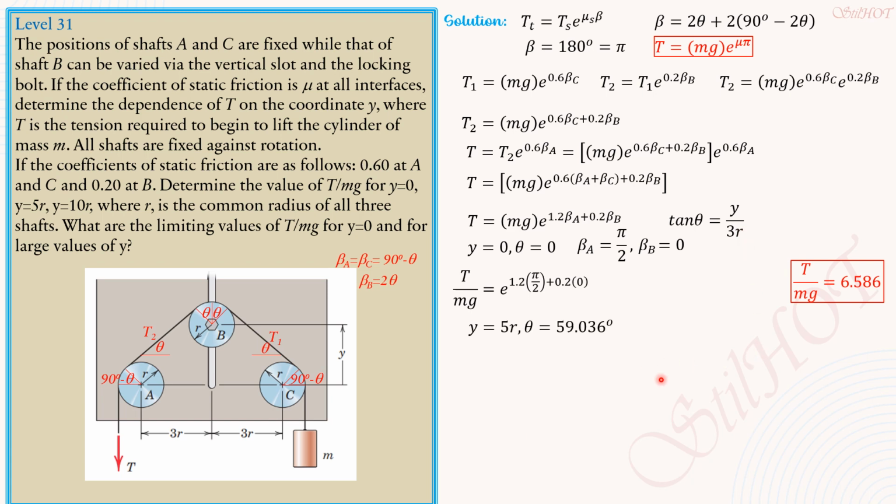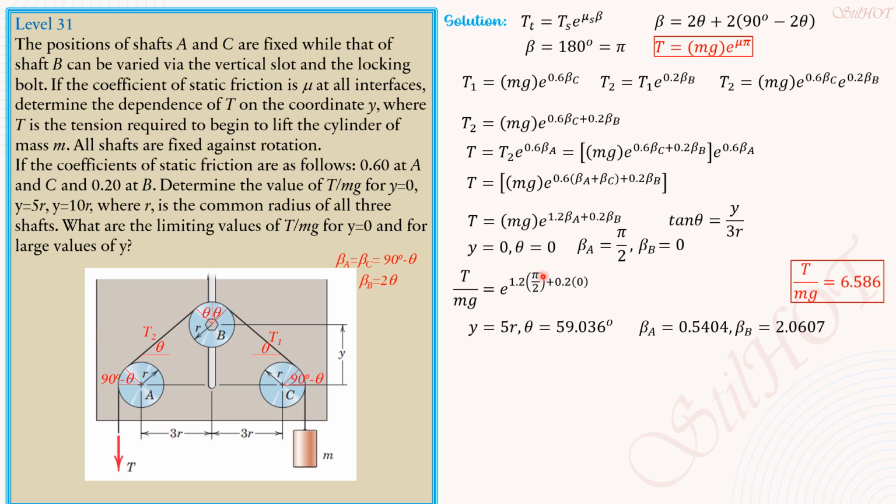So theta equals 59.036 degrees, arctan of 5/3, when y is 5r. Then we convert this to radians. So beta B is 2 times 59.036 degrees times pi over 180. So beta A is 90 degrees minus 59.036, and beta A is equal to beta C. In radians, 90 minus 59.036 degrees times pi over 180, so it's 0.5404. Beta B is 2 times theta, 2 times 59.036 times pi over 180, so 2.0607.